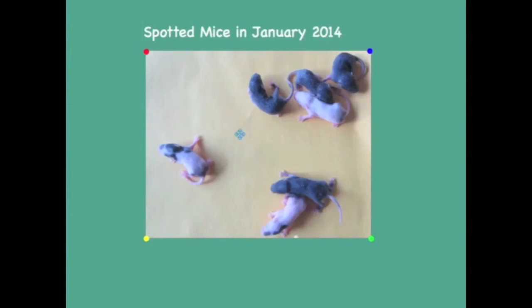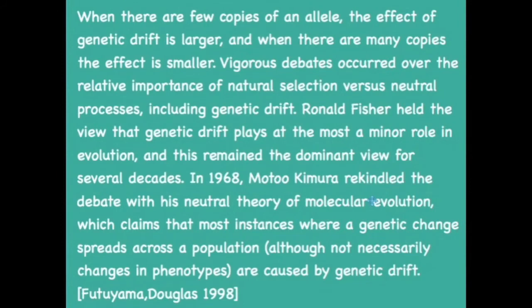Take, for example, the spotted allele which existed in this mouse mesocosm in January 2014, but by July 2014, the allele was not seen in the population anymore. It was lost through genetic drift. The importance of genetic drift in evolution is something that is still being debated by biologists, and here you can see the views of Fisher and Kimura on this issue.